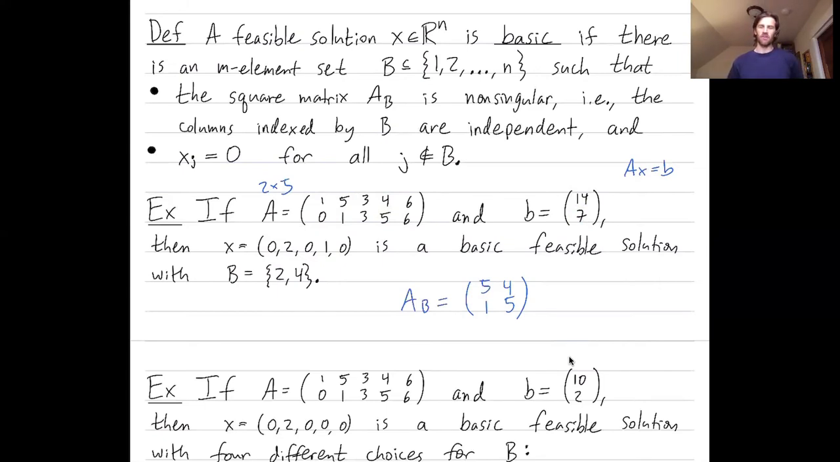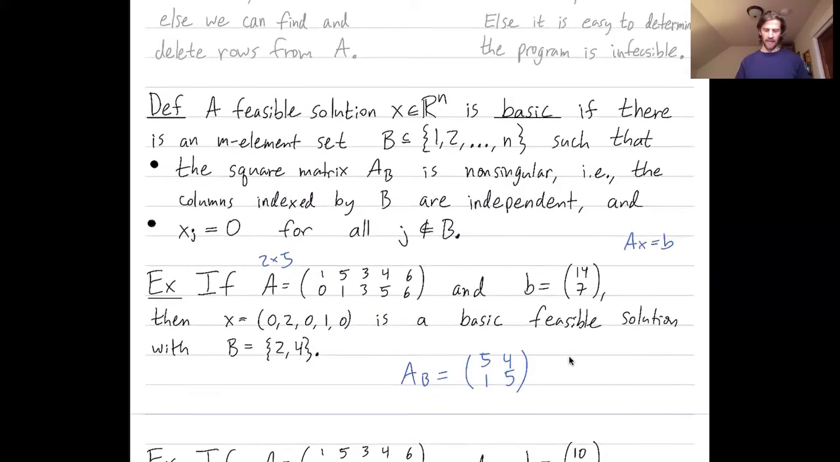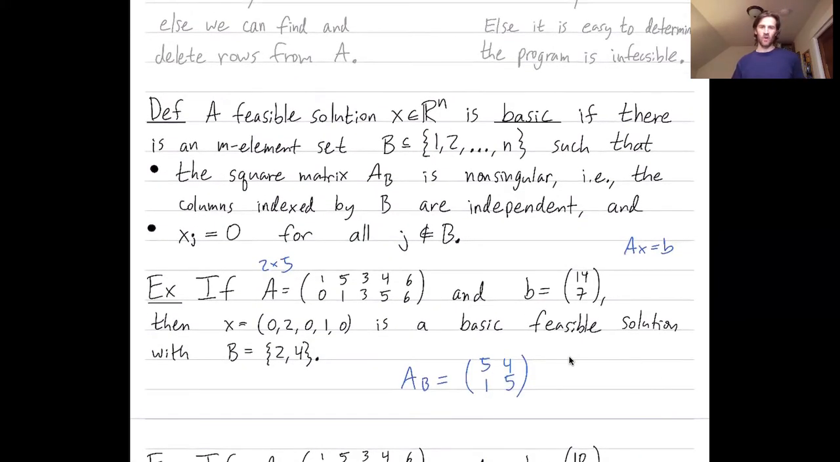It's feasible, furthermore, because it's non-negative, right? We have these non-negativity constraints. And it's basic because it has a corresponding basis. 2 of my columns of A form a basis for 2D, and my vector x is non-zero only in those corresponding entries.